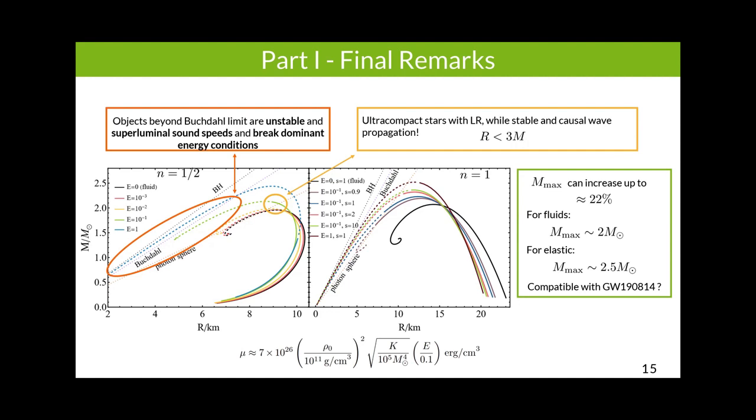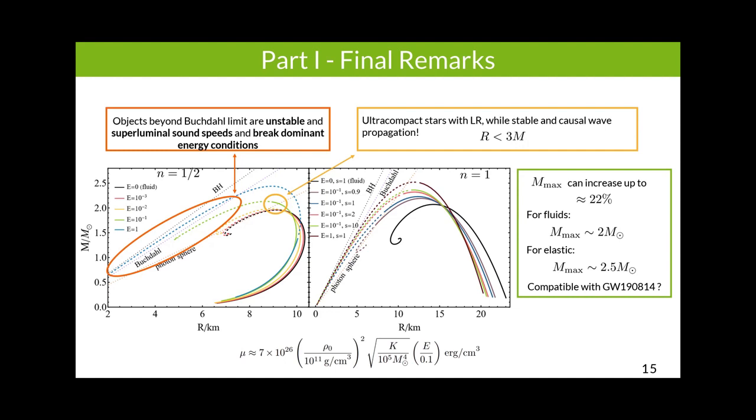Another thing I want to mention is that, since the maximum mass increases, you can do a simple calculation. For a fluid, let's say you can have a neutron star with about 2 solar masses. By these results, since the maximum mass can increase by up to about 22% without violating stability and breaking physical conditions, for a neutron star with elasticity you can go up to 2.5 solar masses, which is more compatible with the event GW190814, where we had this very heavy neutron star for our knowledge of neutron stars.